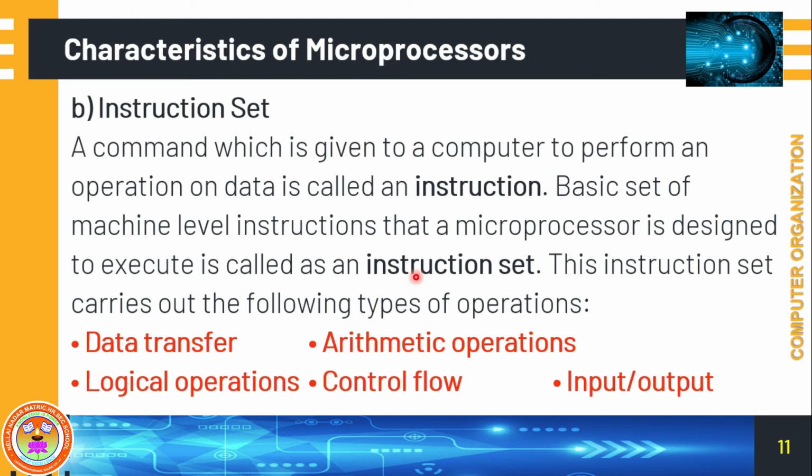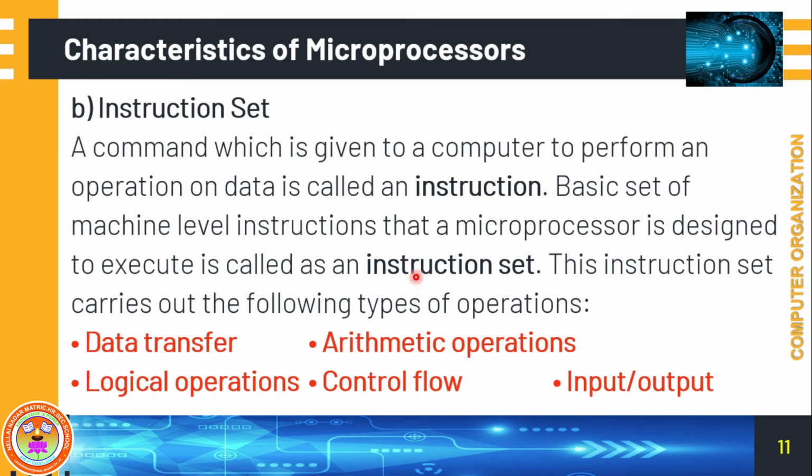If you want to perform any operation on data as per the command of the user, that is an instruction. A basic set of machine level instructions that a microprocessor is designed to execute is called the instruction set. So what is an instruction, and what is an instruction set? Did you feel the difference? Using the microprocessor, as per the machine level instructions, if you want to perform any action on the data, that is the instruction set.